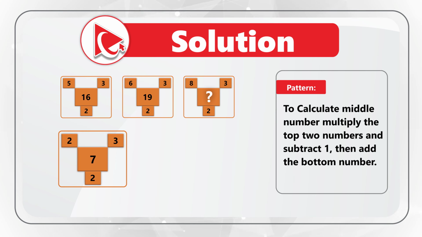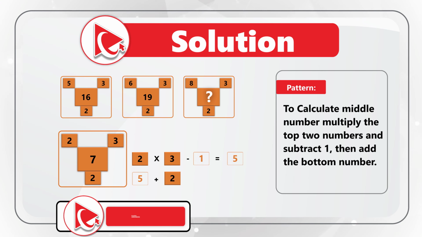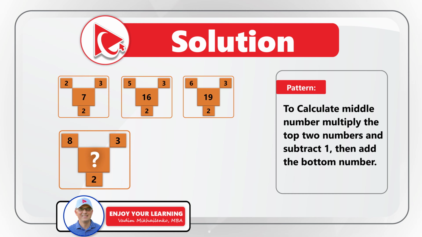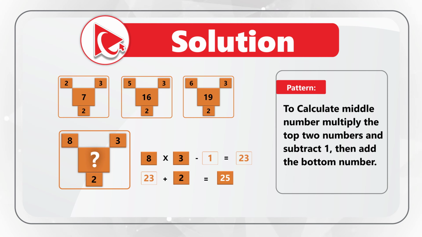Let's look at the first shape to confirm the logic. 2 multiplied by 3 minus 1 equals 5. 5 plus 2, which is the bottom number, equals the middle number, which is 7. Let's apply the same pattern to the shape with the missing number. 8 multiplied by 3 minus 1 equals 24 minus 1 equals 23. 23 plus 2 equals the missing number, which means that the missing number is 25. So the correct choice here is choice C, 25.